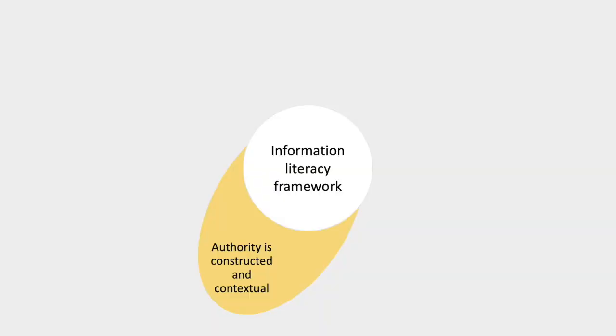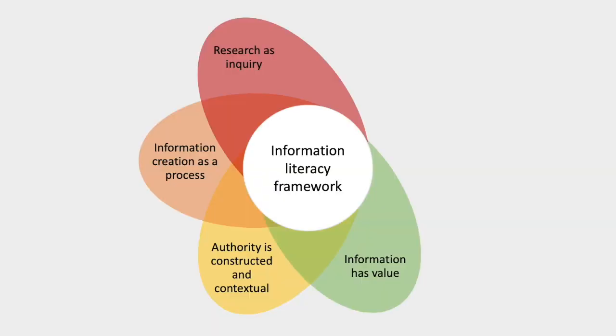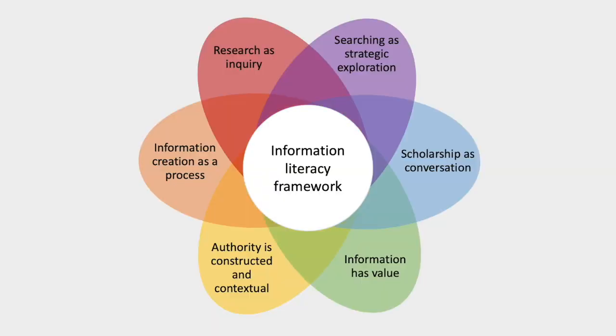The 6 frames are not meant to operate independently. They are overlapping and interconnected. They reflect the iterative and recursive nature of the research process itself. When we focus on authority as constructed and contextual, we'll also be talking about information creation as a process, and of information as valuable. When we talk about research as inquiry, we will also be talking about strategic exploration and information creation as a process. So all of these things fit together.